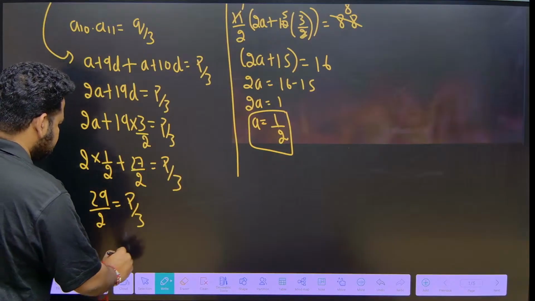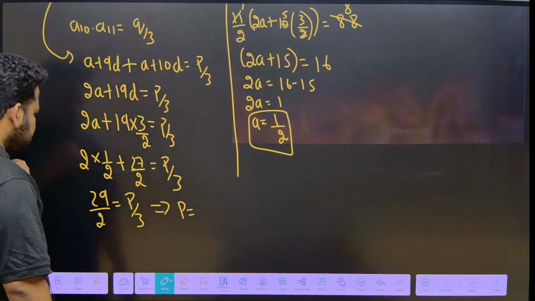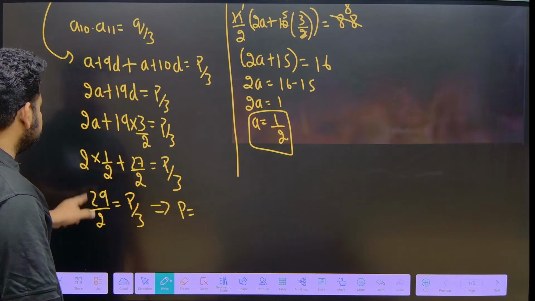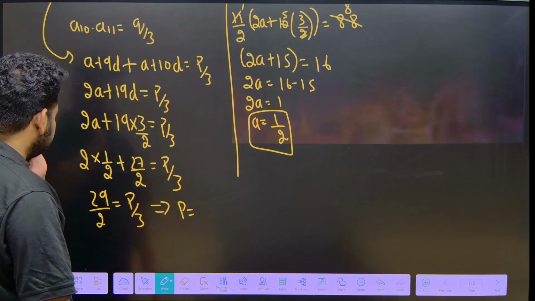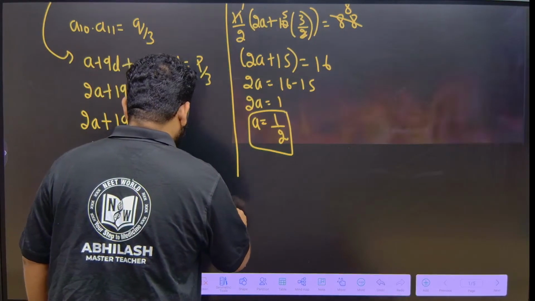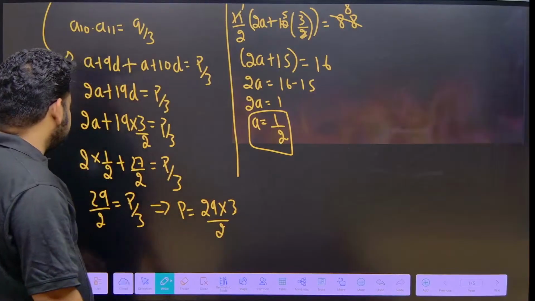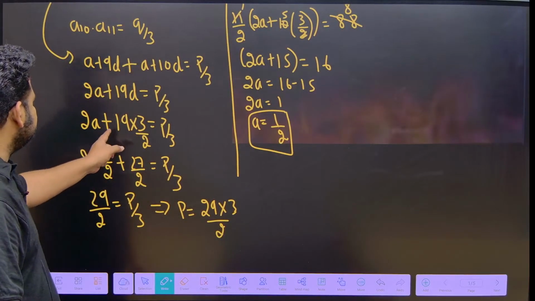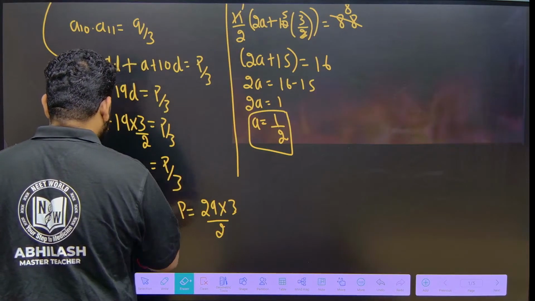So this implies p is equal to, 27 plus 2 is 29, 29 by 2 is equal to p by 3. So p is equal to 29 into 3 by 2. This is what we have, 9. This is 19, right? This is not 9. Just a minute. This is the mistake we did.